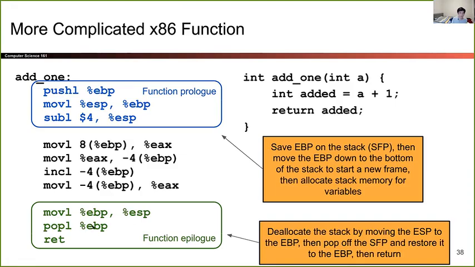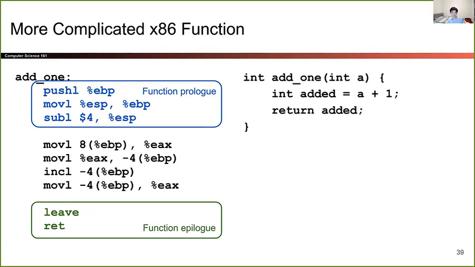Likewise, down here, we will move the ESP back up to the EBP. So remember, this ESP is the second operand, so the second operand is what is moving around. And then we pop that value off the stack. So we restore the SFP back into the EBP, and then we return. Again, this will be more clear in the next example.